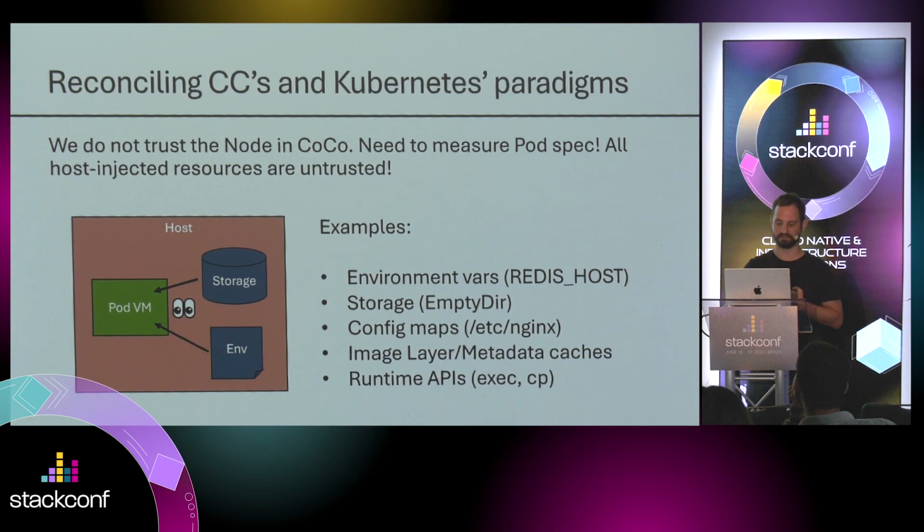We cannot trust the node in confidential containers. We need to verify that the pod spec the guest receives is actually what the user intended. So we also need to make a measurement of the OCI spec, essentially. We need to reject all host-injected resources, everything that's untrusted. That's environment variables, storage, config maps, even image layers, and runtime APIs are problematic as well. If an admin can exec into a confidential container, that undermines its purpose.